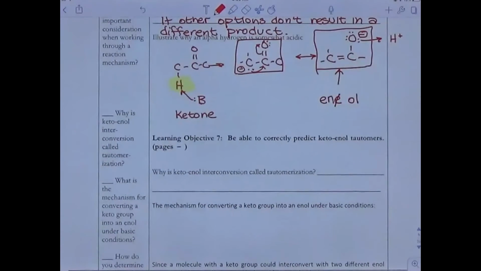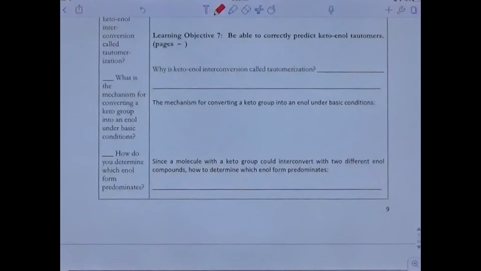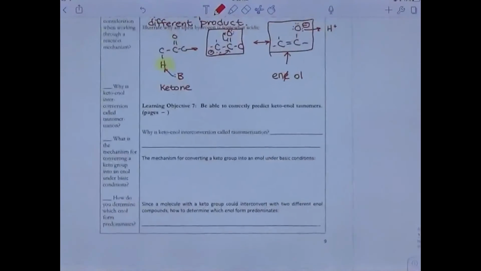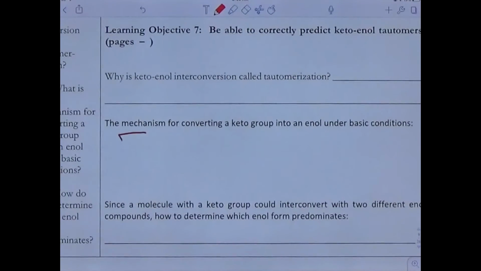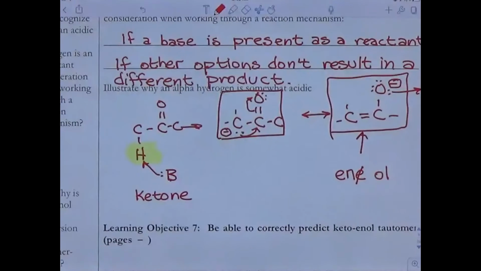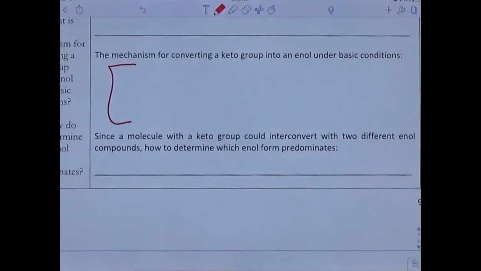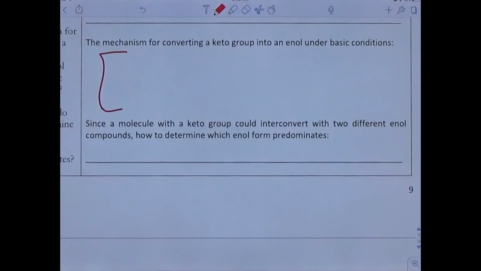All right, so that's why it's called that and how that moves. I don't know if I feel like drawing this over again in this box, but the mechanism is just the same as I've got up here. So maybe I should get rid of that box. Since a molecule with a keto group could convert into two different enol compounds, in other words, you might have two different alpha carbons, so two different places you could remove the hydrogen, the way that you determine which enol form predominates is generally going to be the one that forms the better carbanion.